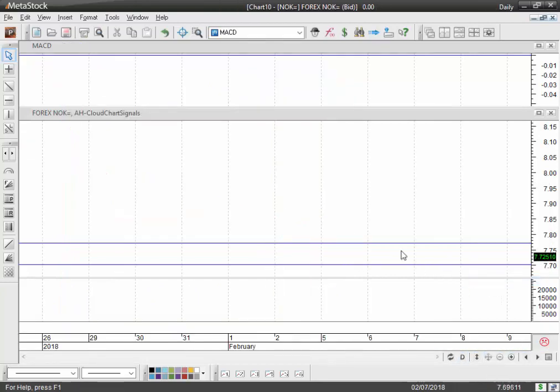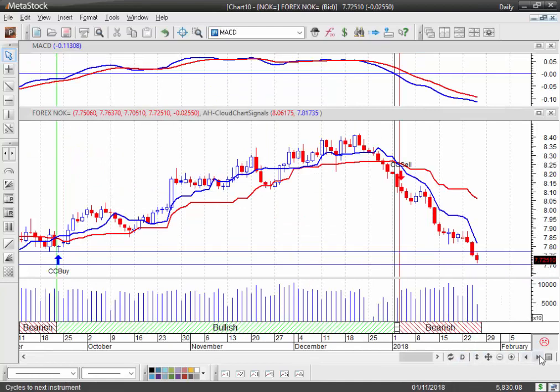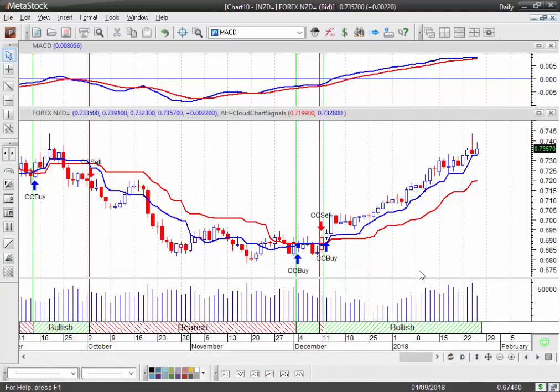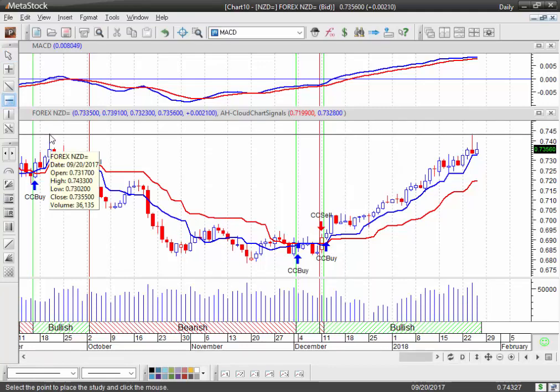on the Norwegian krona. New Zealand dollar, nice little rally, strong rally up here. We're looking at these old highs here as the key resistance zone.